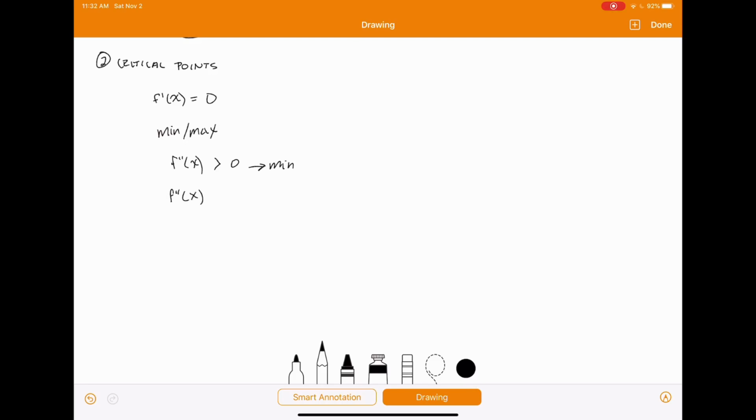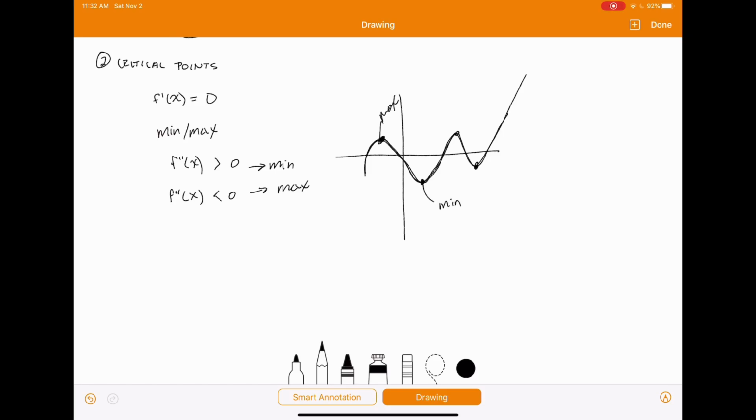If f double prime of x is less than 0, you're going to have a max at that point. All right, so for example, these critical points are going to be where they change curvature. They're also called inflection points. So we're going down, and then we're going up, and then we're going down, and then we're going up. So it's where it changes from going up to down or down to up. Now this here would be a max. This would be a min. This would be a min. And this would be a max.